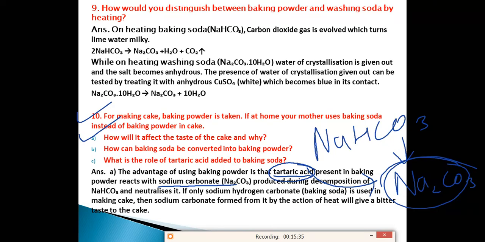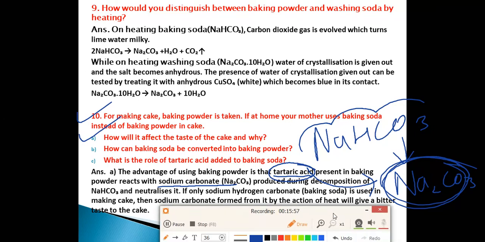So if we do not add baking powder, then what will happen? The base called Na2CO3, which is present, will make the cake bitter in taste. So that's why we have to use baking powder, so that the tartaric acid present in it will neutralize the base, and it will remove the bitter taste of the cake.